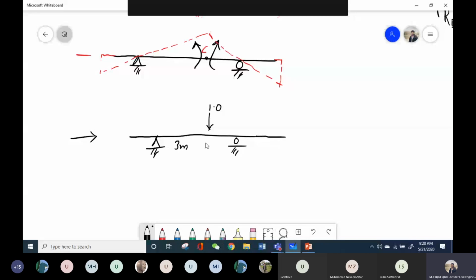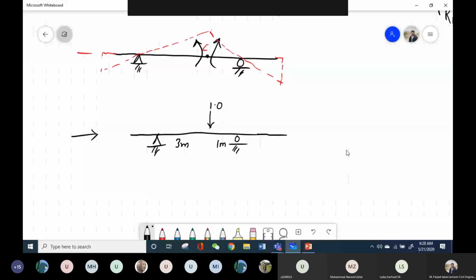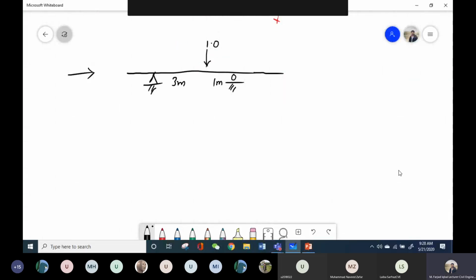Now, can you quickly give me the reaction due to this unit load to plot the shear force and bending moment diagram? Anyone? What will be reaction at this support? 0.75. Are you sure? At A support. Sir, 0.25 it will be. 0.25. And at this point, yeah, 0.75.